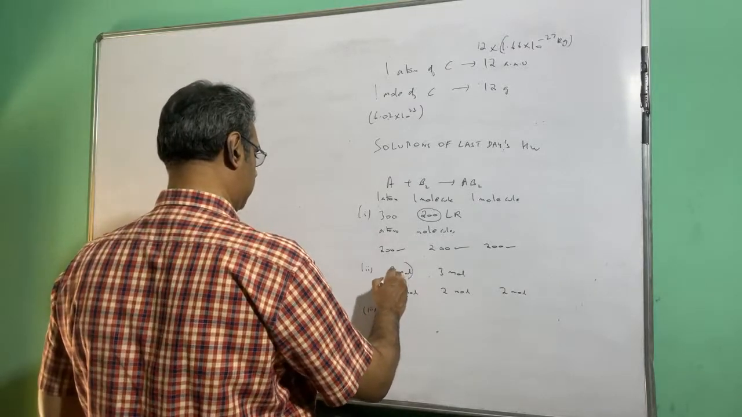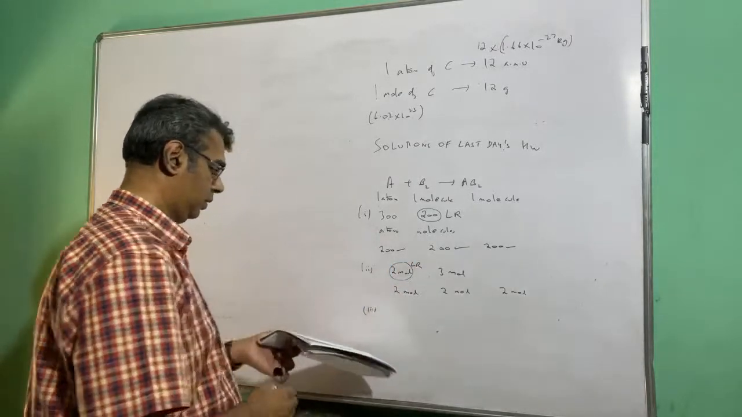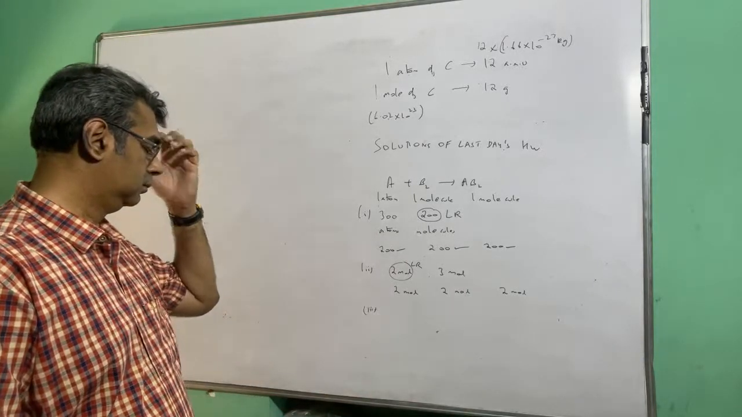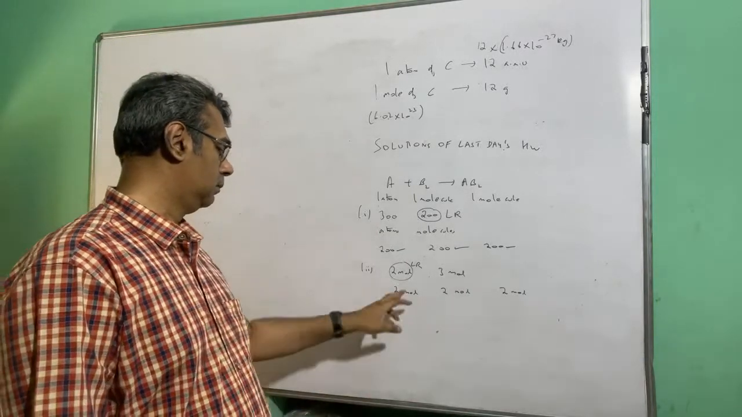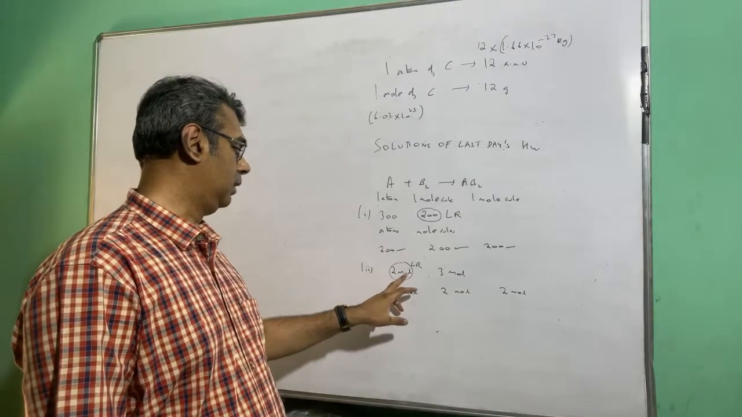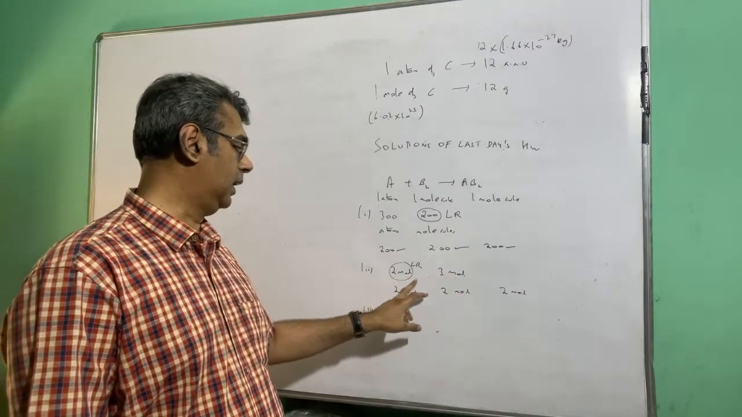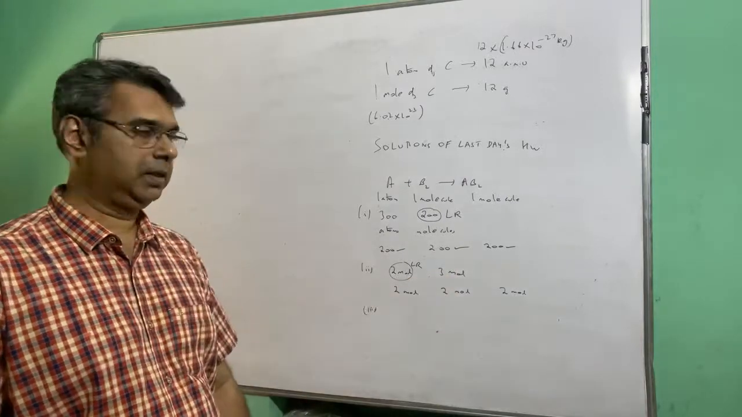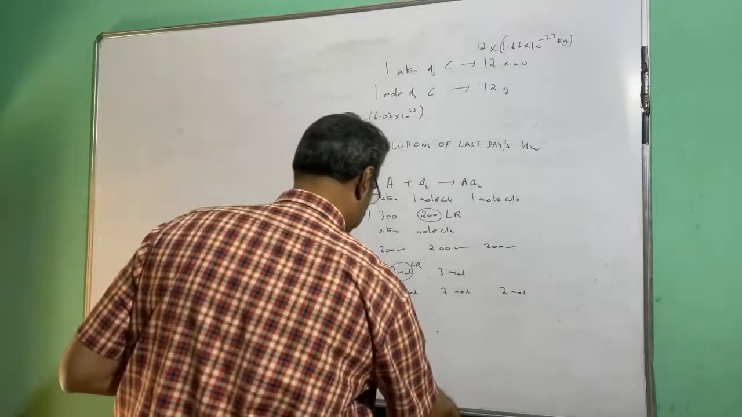So this is the limiting reagent. If this is 2 mole, then it will be used fully. Out of 3, only 2 mole will be used. So this is the limiting reagent. Then we come to number 3.